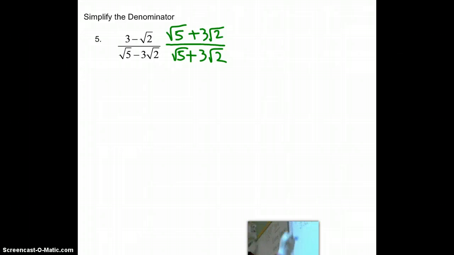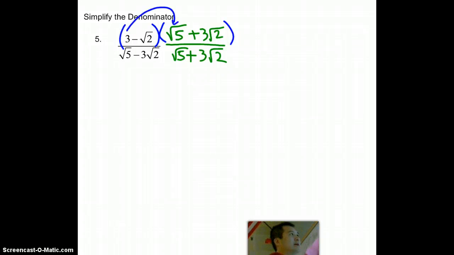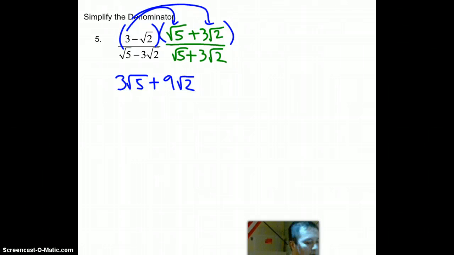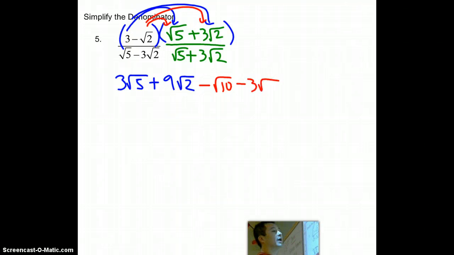So take a look. Let's distribute them and see. Top. Distribute. Here to here, that becomes, remember when you multiply outside with outside, inside with inside, 3 square root of 5. Outside with outside, inside with inside, nothing inside. Over here, distribute. Plus 9 square root of 2. Next one, distribute. That's going to be negative square root of 10. And lastly, this one right here will be negative 3 square root of 4. Very good. That's the top.